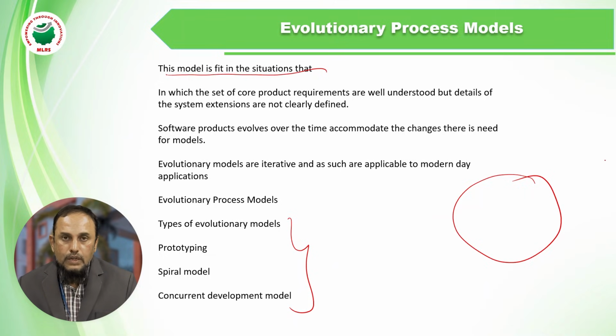First one is communication. After communication we go to planning. After planning we go to modeling. After that we go for the construction, then deployment. Only one difference in the case of the evolutionary model: the process flows in a circular manner. Another important thing in the prototype model is here.